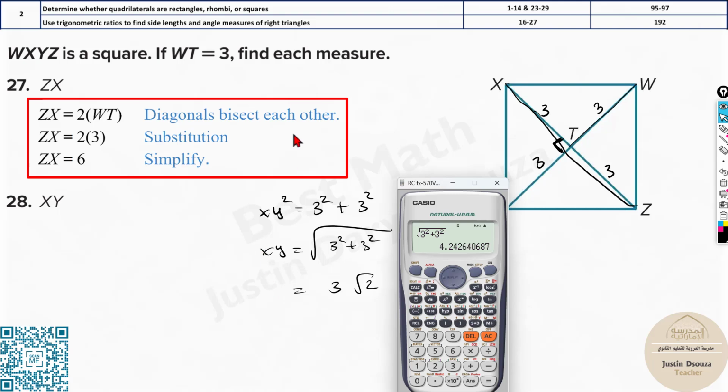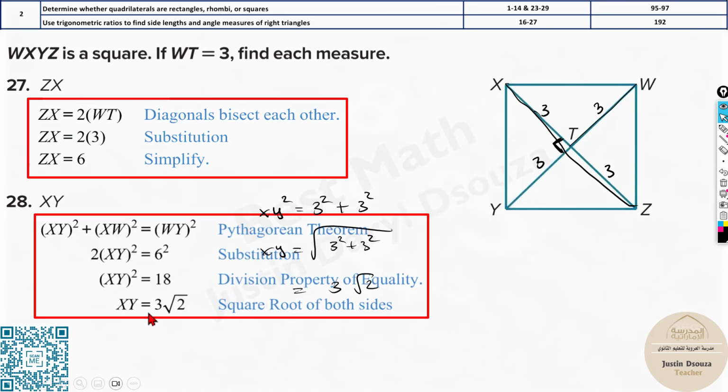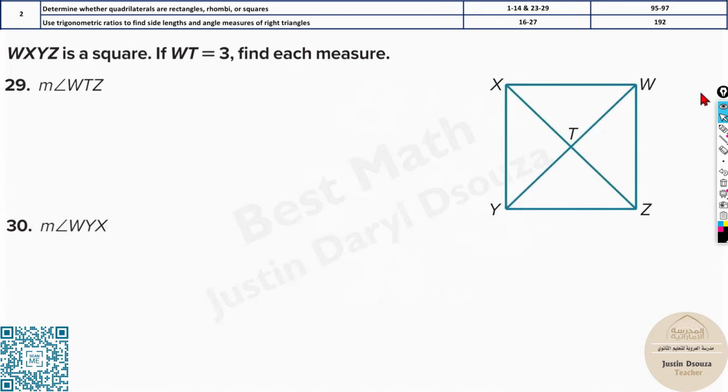Now, since they have not told us to round it off, in find each measure, you can just write 4.2 or you can write 4.24. They have not mentioned how many decimal points. Okay, they have just considered it to be 3 root 2. That's it. From Pythagoras theorem, that's very important. And here, a few more problems. Now we are finding the measure.